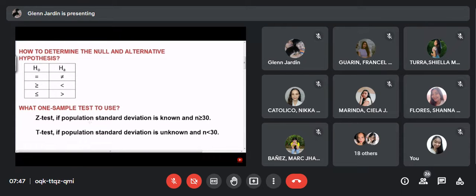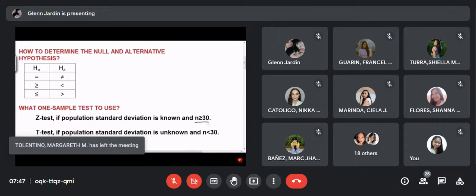Okay? Now, when do we use the z-test or t-test, one sample? The z-test, guys, is used if the population standard deviation is known and your sample size is greater than or equal to 30. So, if you have the standard deviation of the population, use the z-test. Or look at the sample size: if it is greater than or equal to 30, meaning 30 or higher, you will use the z-test.